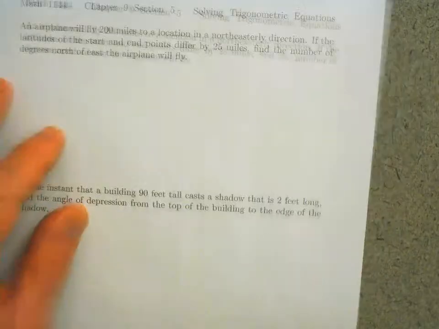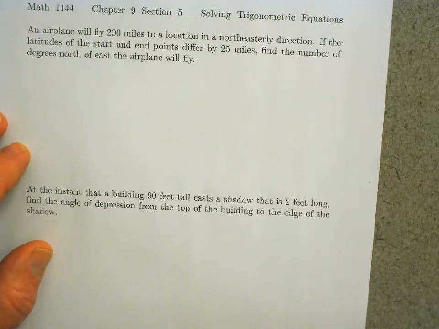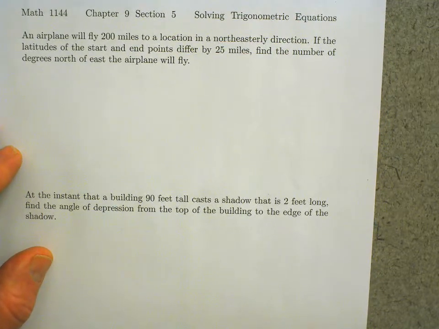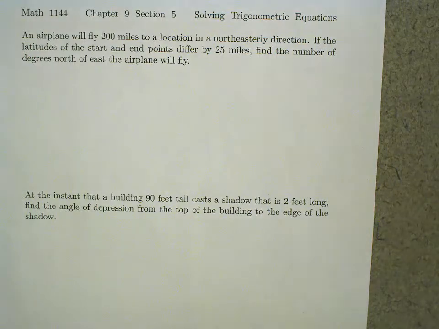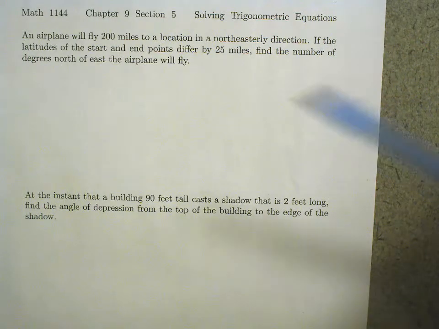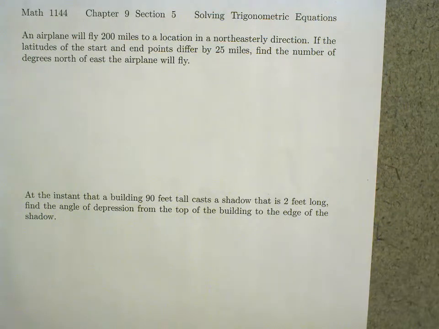We'll throw in some word problems. This one says an airplane will fly 200 miles to a location in a northeasterly direction. If the latitudes of the start and end points differ by 25 miles, find the number of degrees north of east the airplane will fly.